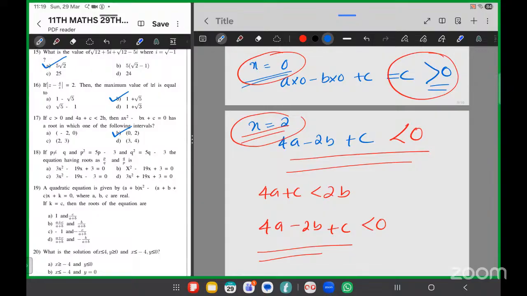That means for each interval, put the end points into the equation and calculate the value, whether it is positive or negative. Both are positive, there will not be any root. Both are negative, there will not be any root. But if there is a transition from positive to negative or negative to positive, there will be a point where the equation becomes 0. That can be considered as the roots of the equation. Therefore, option B is the matching option.